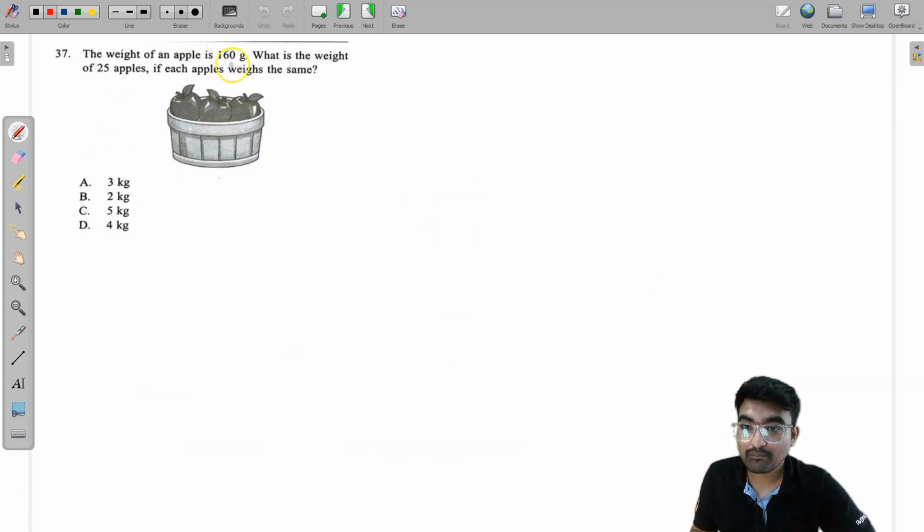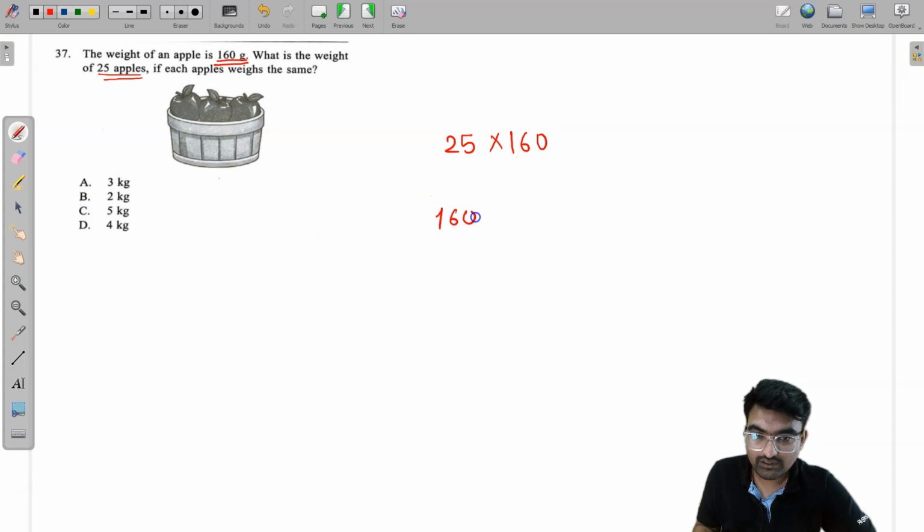The weight of an apple is 160 gram. What is the weight of 25 apples if each apple weighs the same? Now it's a simple question. We know the weight of one apple and we have to calculate the weight of 25 apples. So what we'll do? We'll just multiply the weight of one apple into 25. So 25 into 160 gram. Right? So 160 into 25.